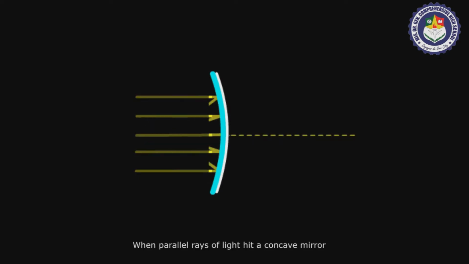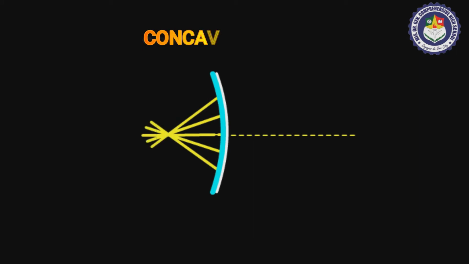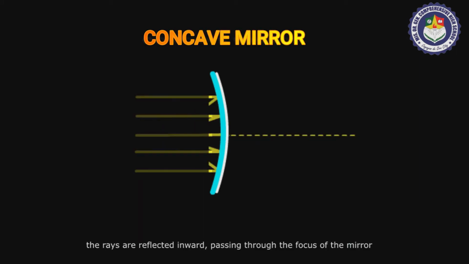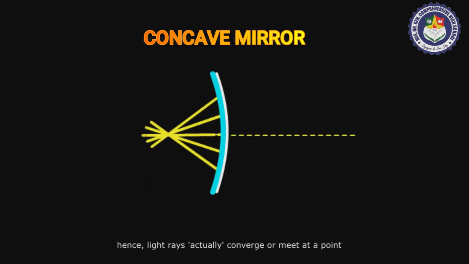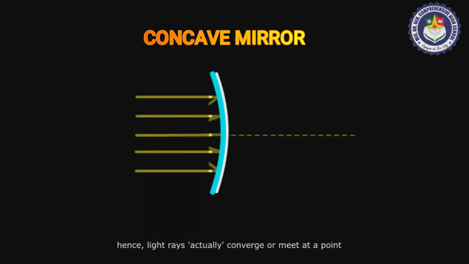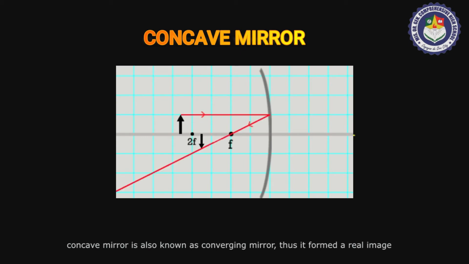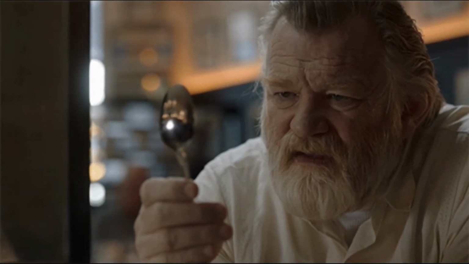When parallel rays of light hit a concave mirror, the rays are reflected inward, passing through the focus of the mirror. Hence, light rays actually converge or meet at a point. Concave mirror is also known as converging mirror. Thus, it forms a real image.